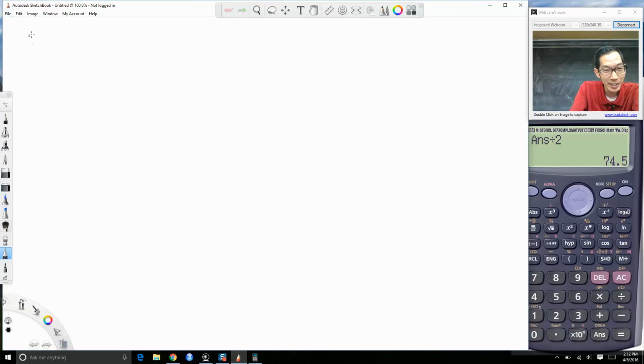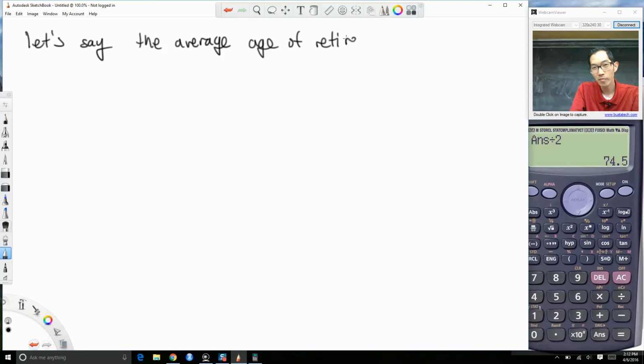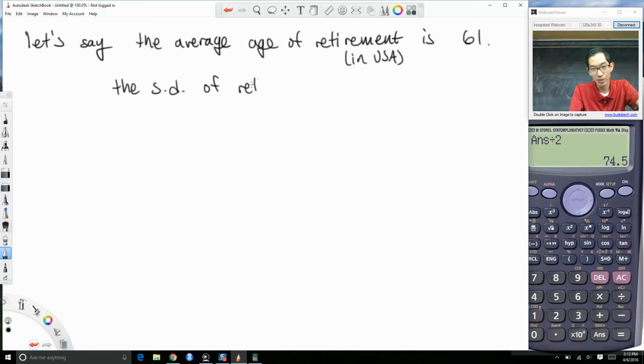All right, so let's say, and I'm totally making up these numbers, so don't go to the Department of Labor and ask about this. Let's say the average age of retirement is 61, and this will be in the USA. Again, I'm making this up. And we'll say the standard deviation of retirement ages is, we'll say, 4 years.